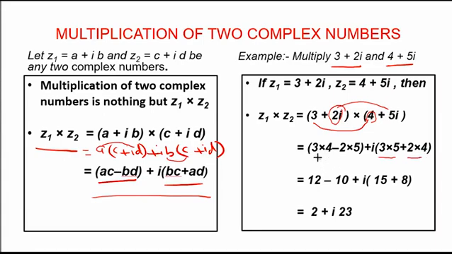So in the solution you will get 12 minus 10 plus i into 15 plus 8, which gives i into 23. So wherever you get i square, remember i square is equal to minus 1, substitute minus 1, because i is defined as the square root of minus 1, a complex number, that is the square root of a negative real number.